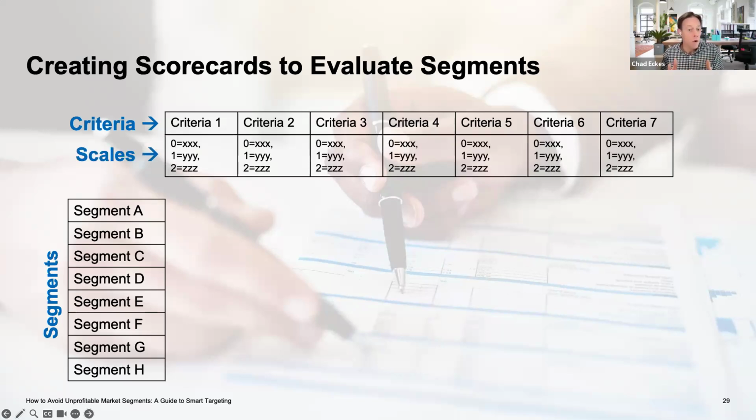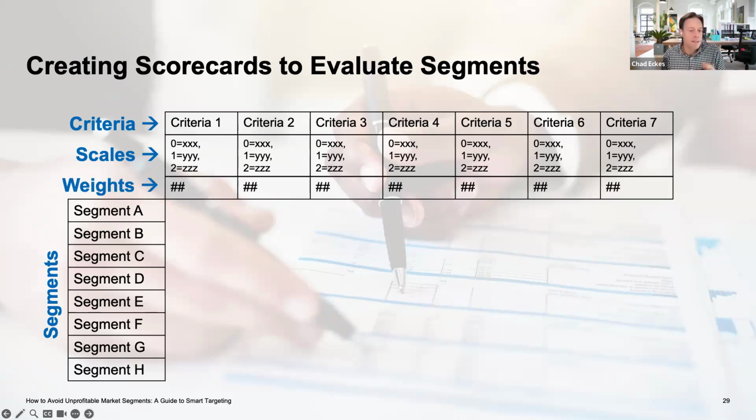Next, you define scoring scales, meaning the possible range of scores you would give for a segment when evaluating it on a specific criteria. Now, in this example, I sort of put 0, 1, and 2. 0 is the lowest, 2 is the highest. That keeps things pretty simple. I've seen other scales used. But again, to keep it simple, just kind of 0, 1, 2 often works just fine.